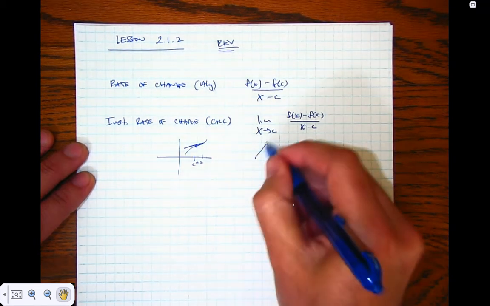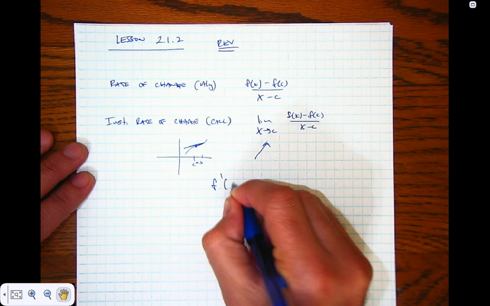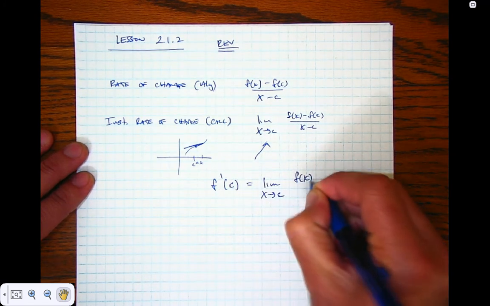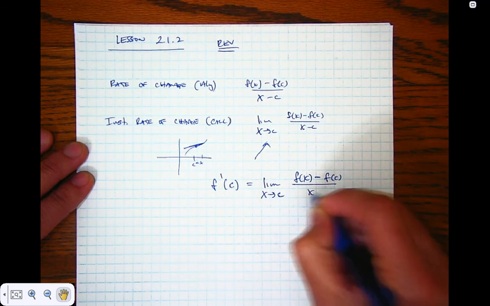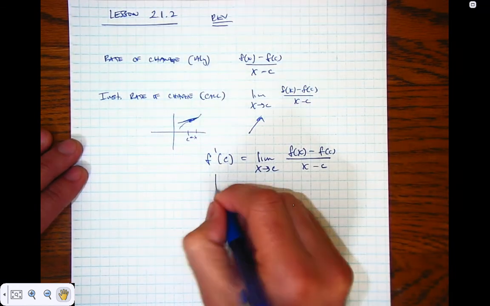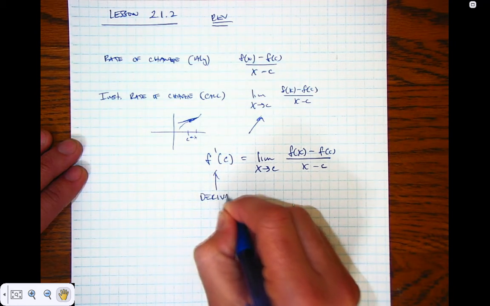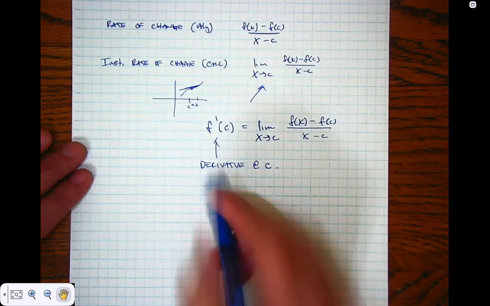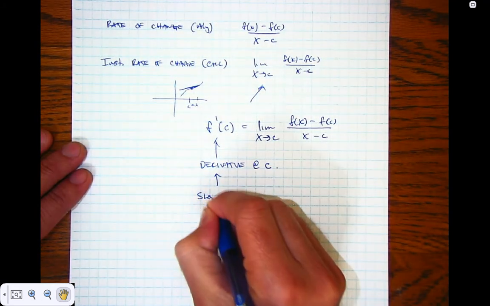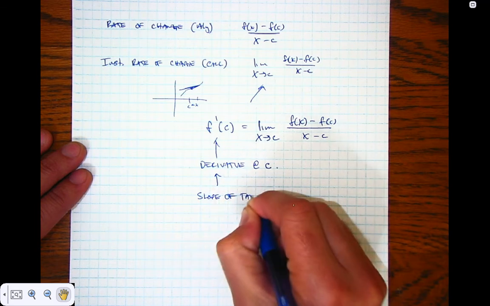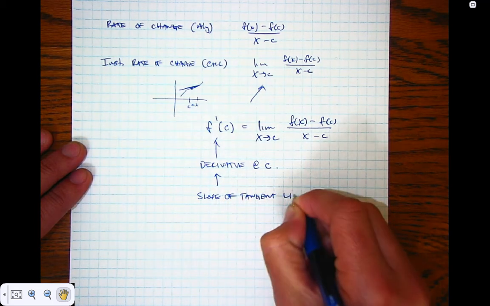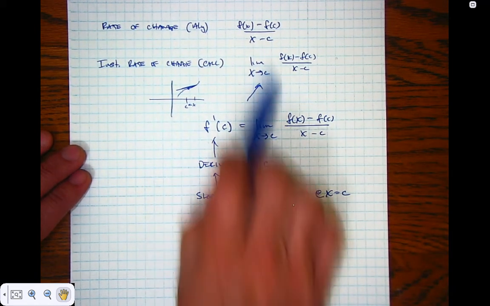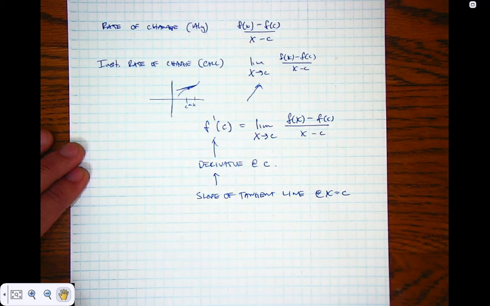Okay, and this definition right here is the derivative at c. It's the limit as x gets close to c of f of x minus f of c over x minus c. Okay, this is the derivative at c. And what does the derivative mean? It's the slope of a tangent line at x equals c. Okay, and with this skill set, we can jump right into the notes.